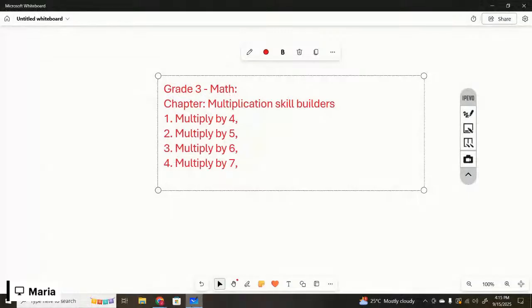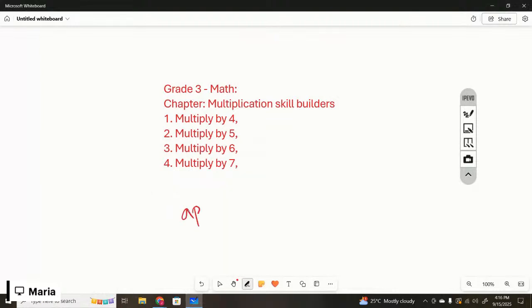We are here for grade 3 math. You can find all the lessons on aplusstudents.com. You have to log in there using your email address and password as provided by the administrator.